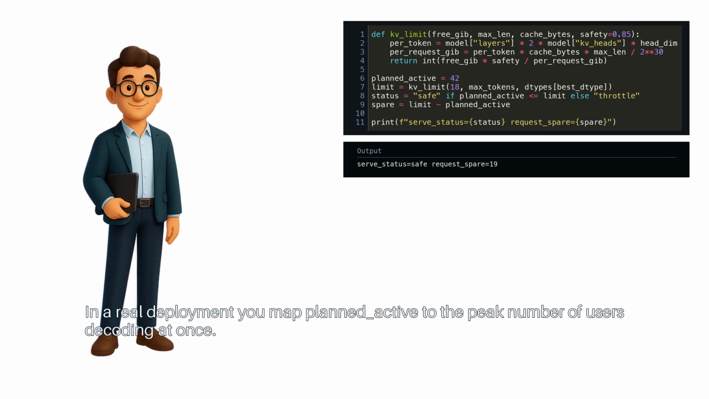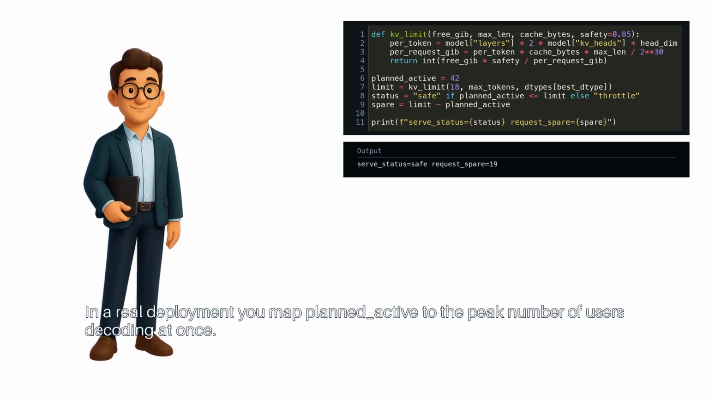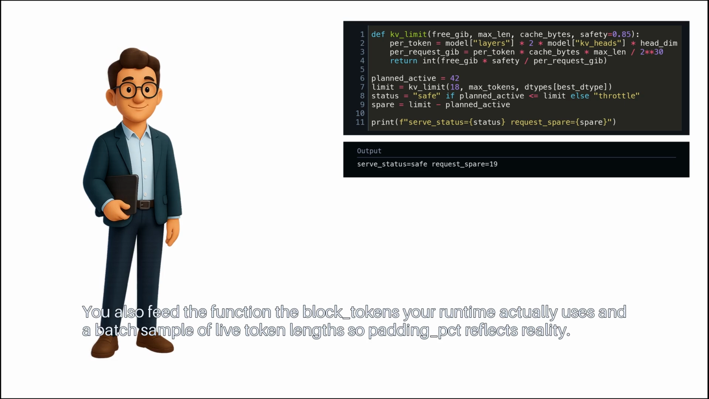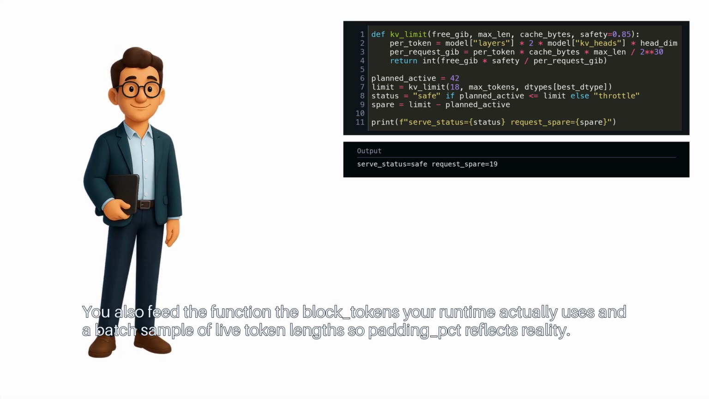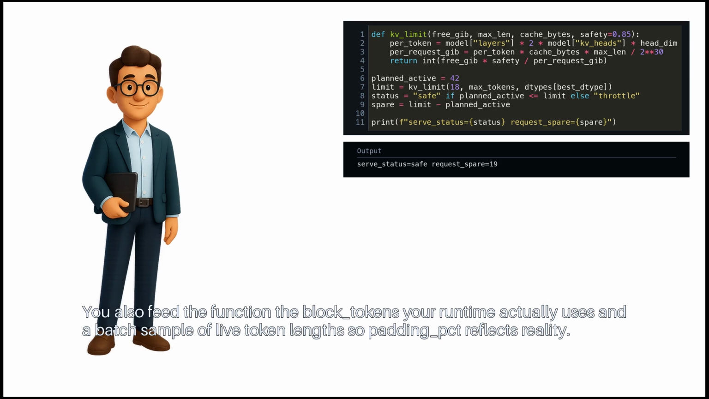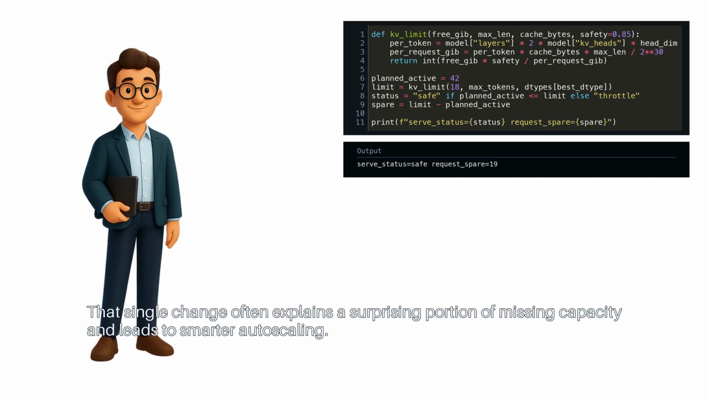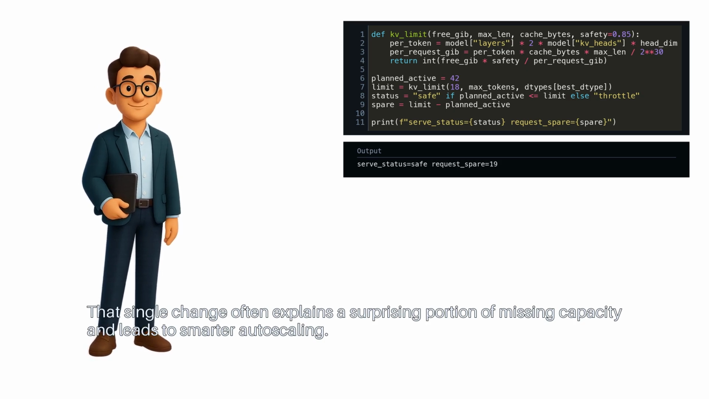In a real deployment, you map planned active to the peak number of users decoding at once. You also feed the function the block tokens your runtime actually uses and a batch sample of live token lengths, so padding pct reflects reality. That single change often explains a surprising portion of missing capacity and leads to smarter auto-scaling.